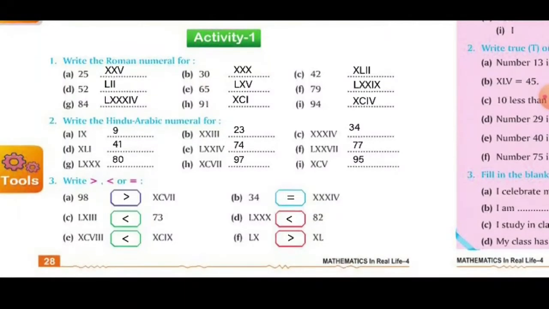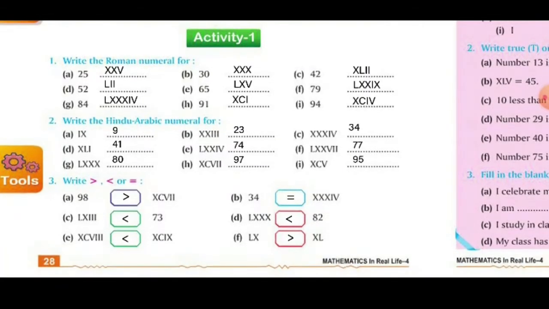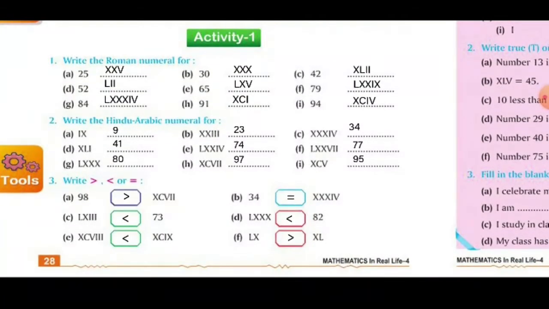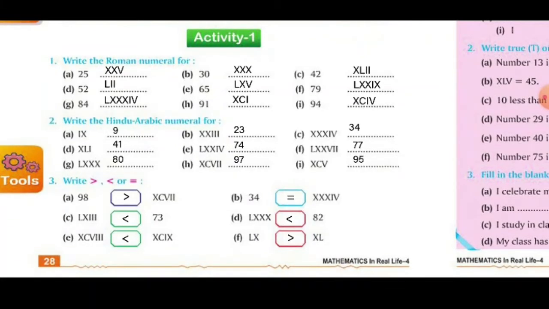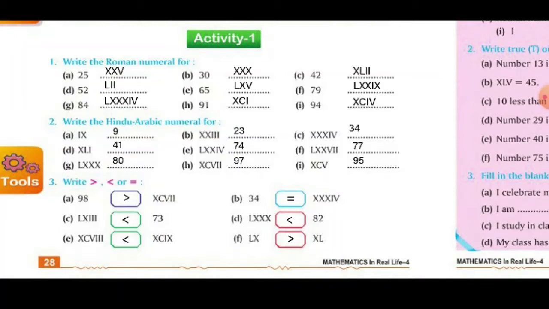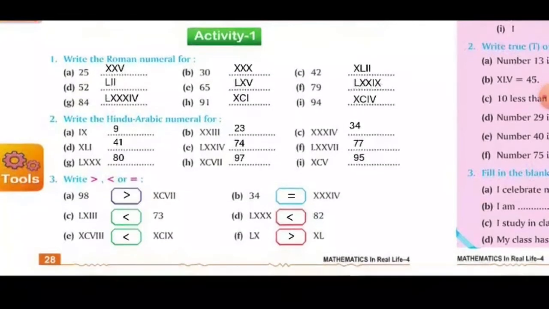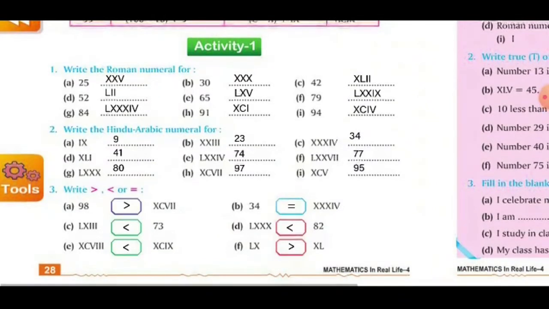E. LXXIV. 50 and then 70 and then 4, 74. F. LXXVII, it is 77. G. LXXX, that is 50, 60, 70 and then 80. Answer is 80. H. XCVII, it is 97. I. XCV, XC is 90, V is 5, 95.